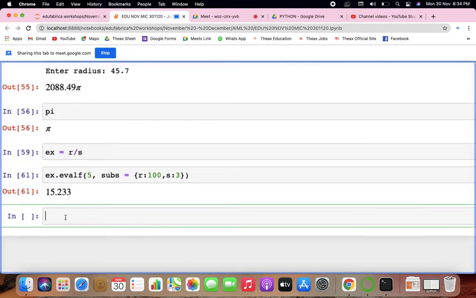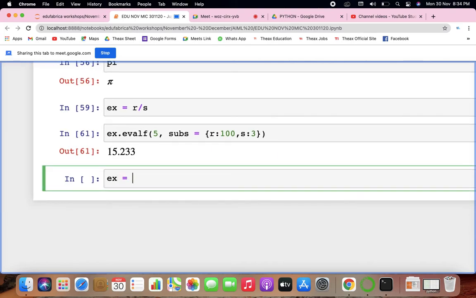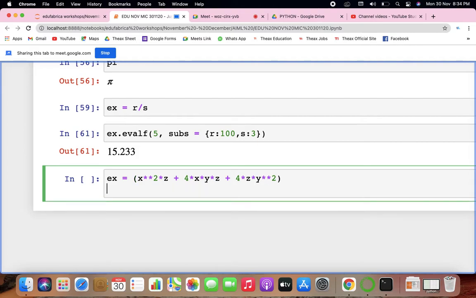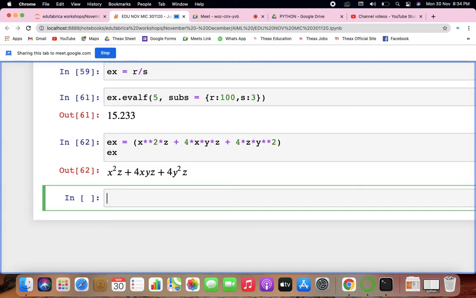Like if you say with the questions, if you say an expression where we can have x square y plus 4xyz plus 4zy square. Right, so if we look onto the expression, it looks something like x square z plus 4xyz plus 4y square z. Exactly, or something different.